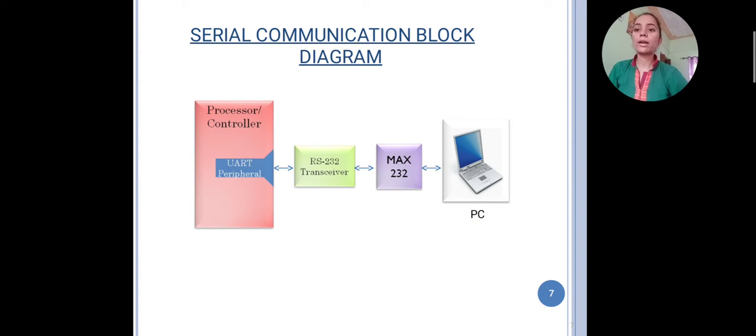This is the block diagram of UART. A processor and controller having a UART peripheral, and the data is transmitted or received through the RS-232 port, and it provides an interface with external devices.